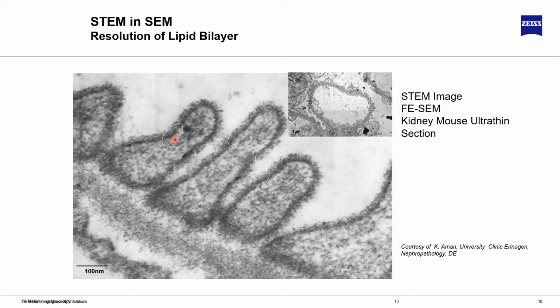This is a very typical image from a mouse kidney ultrathin section, and here you can see the resolution of the lipid bilayer. You can very easily identify this bilayer, which is very typical when you are looking for very high detail, a very high resolution image from a TEM image.